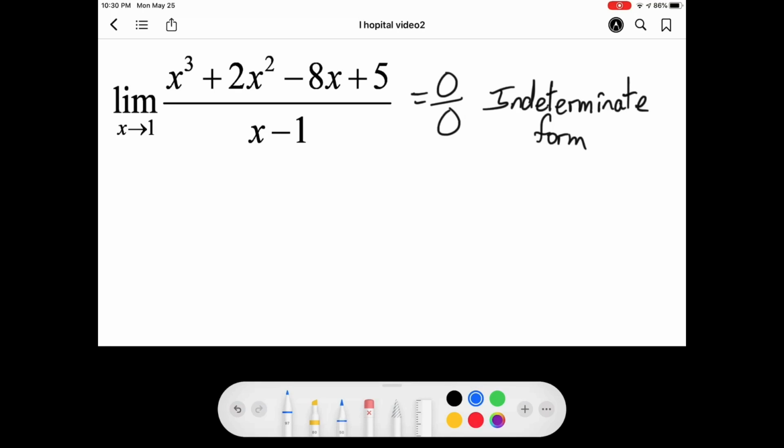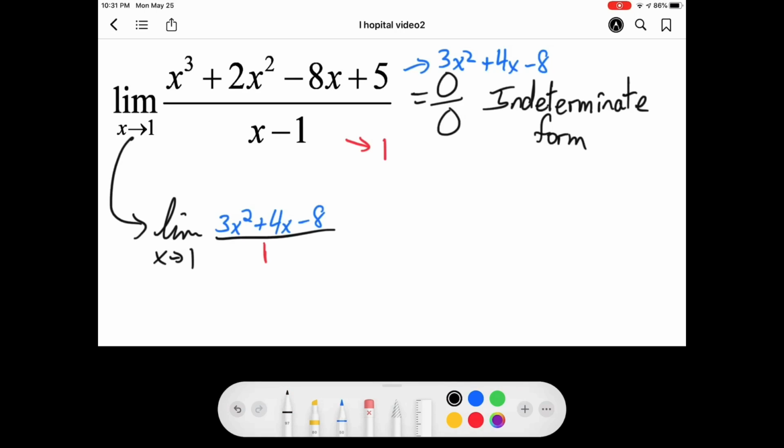My next step is to find the derivative of the top and the derivative of the bottom. So there's the derivative of the top. Here's the derivative of the bottom. It's just 1. And now we can take the limit of those blue and red expressions.